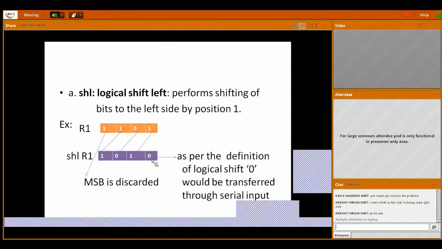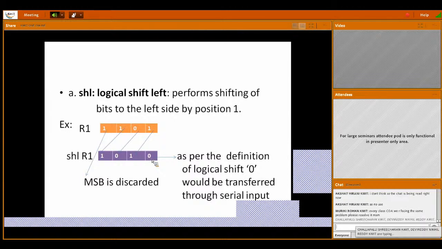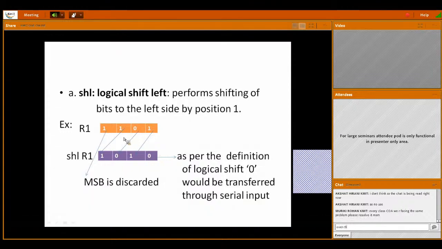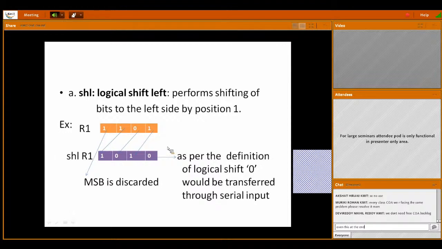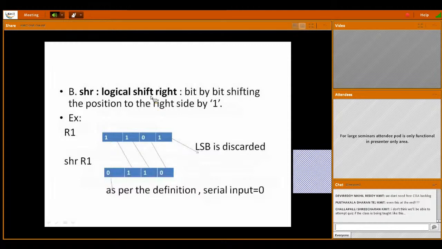So a serial input of 0 is transferred to the LSB bit position. In case of logical shift left, the bits of the register are moved to the left side one by one, and a serial input of 0 is transferred to the LSB bit position. Consider the logical shift right. Consider the same register R1 with the content 1101. Now when you perform the right shift operation, the bits will be moved to the right side.